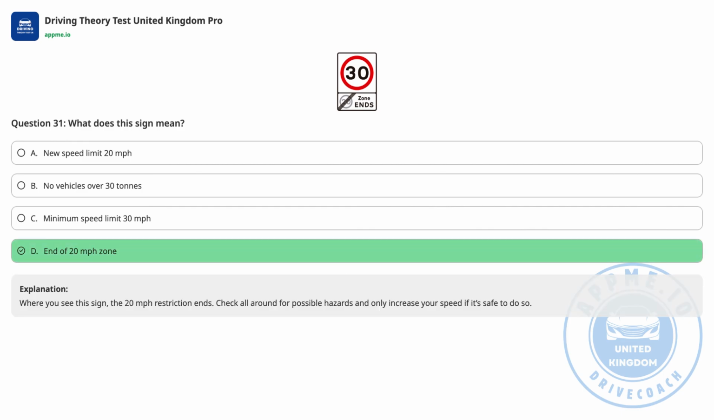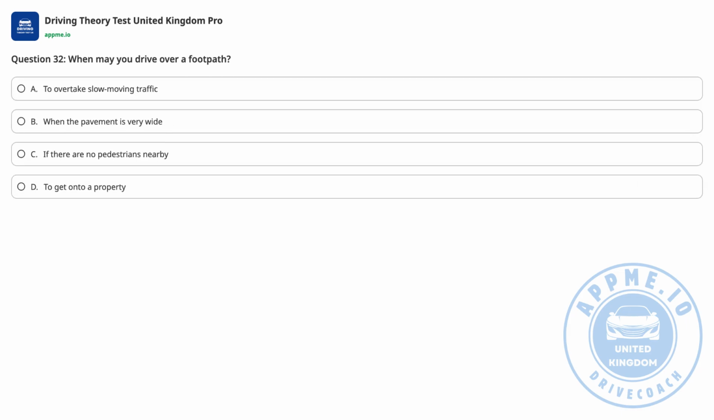The correct answer is D. Question 32. When may you drive over a footpath? A. To overtake slow-moving traffic. B. When the pavement is very wide. C. If there are no pedestrians nearby. D. To get onto a property.